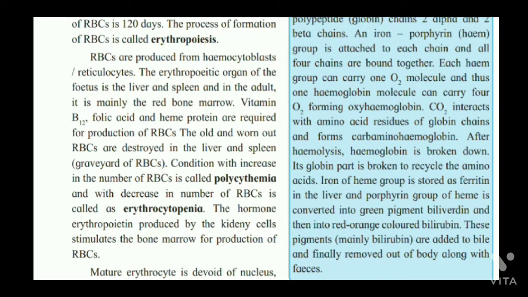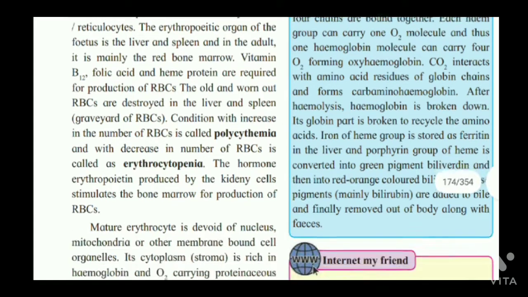Vitamin B12, folic acid and heme protein are required for production of RBCs. The old and worn out RBCs are destroyed in the liver and spleen. Spleen is also called the graveyard of RBCs. The condition with an increase in the number of RBCs is called polycythemia, and with a decrease in the number of RBCs it is called erythrocytopenia. The hormone erythropoietin produced by the kidney cells stimulates the bone marrow for production of RBCs.